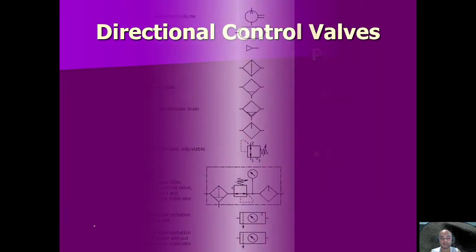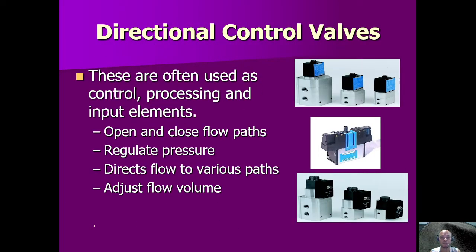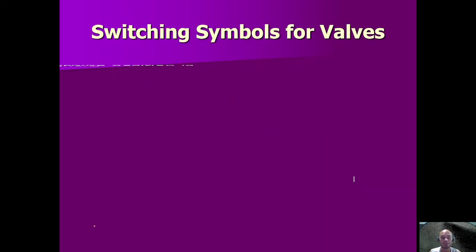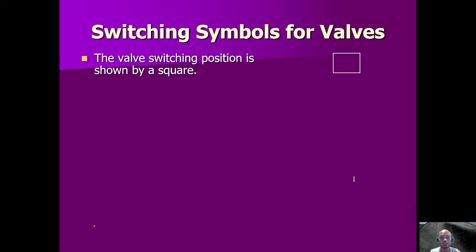Okay, next. Direction control valve. So this is a picture of a control valve. It is used to open and close flow paths, regulate pressure, direct flow to various paths, and adjust flow volume. Okay, so the symbol for this is this one. This is a box, and inside the box is a valve.